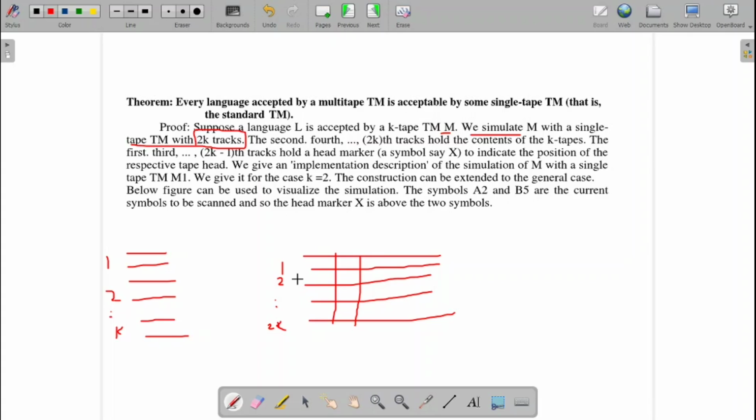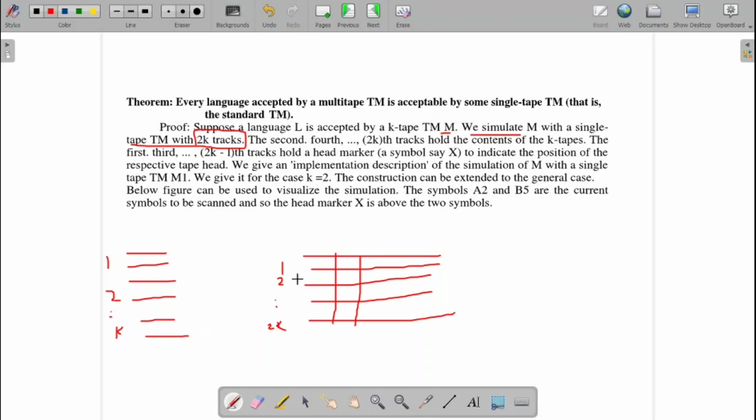And what about the odd ones? The odd tracks will hold the head markers, because the head is common here, not as in the multi-tape. In the multi-tape, heads are different, but in the multi-track machine there is a common head. So the head marker is kept in the odd position to indicate the position of the respective tape head.